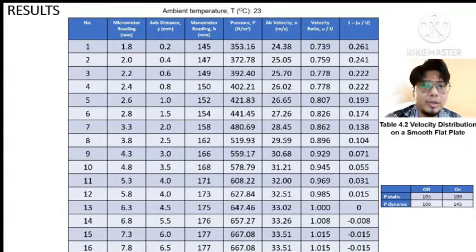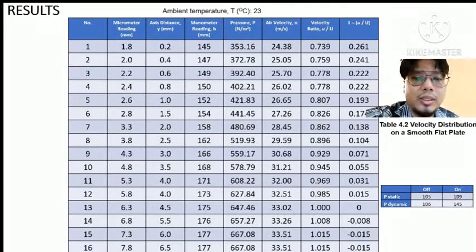After that, we calculate the velocity ratio, which is the square root of the pressure P divided by the maximum pressure. Then we calculate 1 minus velocity ratio, which is 1 minus the result of the velocity ratio, and we repeat that 16 times. As you can see on the table, the result of the experiment.